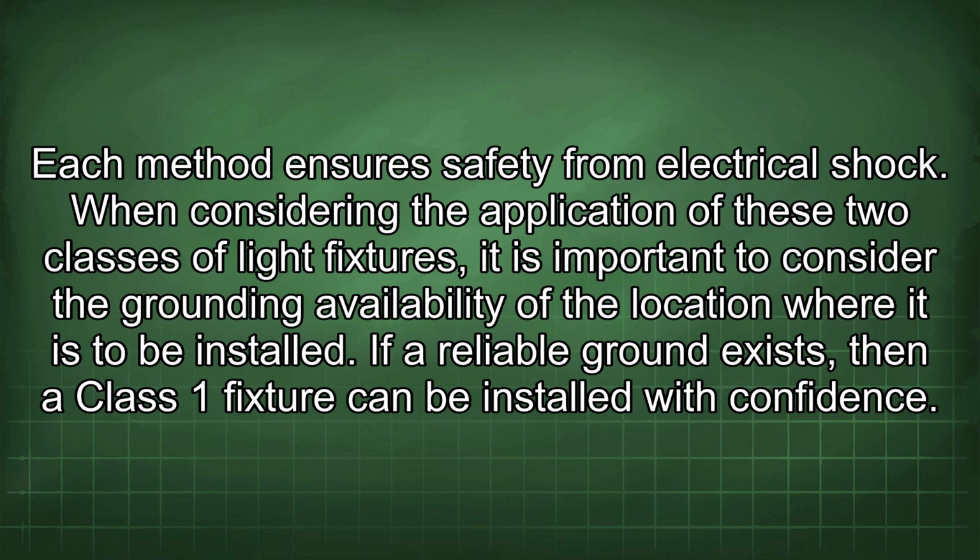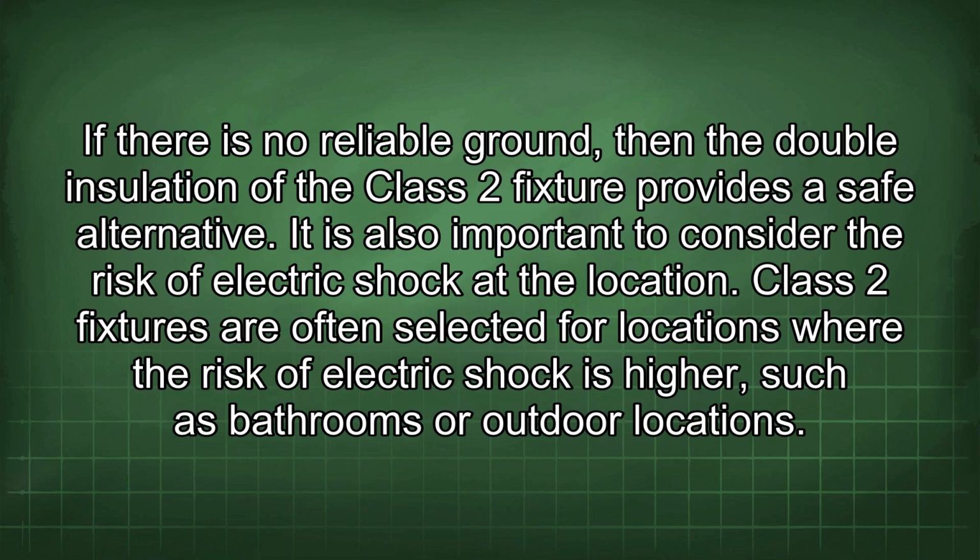When considering the application of these two classes of light fixtures, it is important to consider the grounding availability of the location where it is to be installed. If a reliable ground exists, then a Class 1 fixture can be installed with confidence. If there is no reliable ground, then the double insulation of the Class 2 fixture provides a safe alternative.